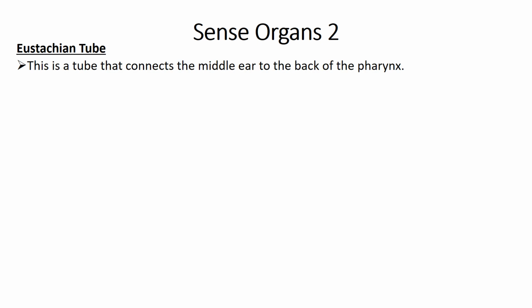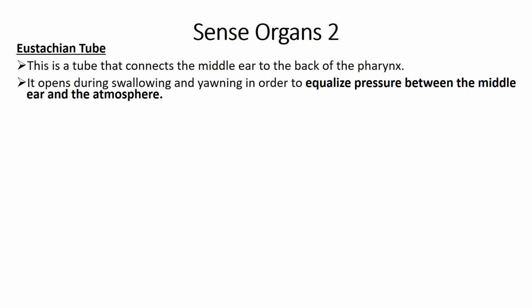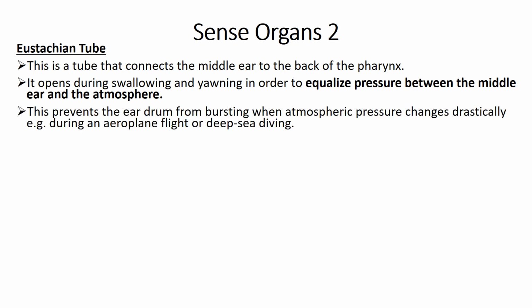Go to the eustachian tube. This eustachian tube, what it does, like I said, it's a tube that connects the middle ear to the back of the pharynx, and its function is it equalizes pressure between the middle ear and the atmosphere. When you are swallowing and yawning, it makes sure that pressure is equalized between the middle ear and the atmosphere. So this prevents the eardrum from bursting when atmospheric pressure changes drastically during an airplane flight or deep sea diving.